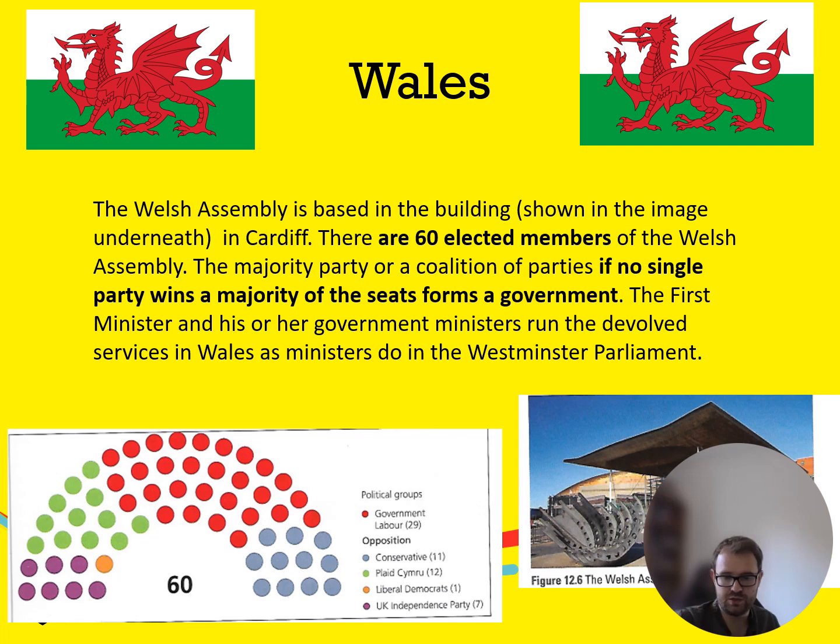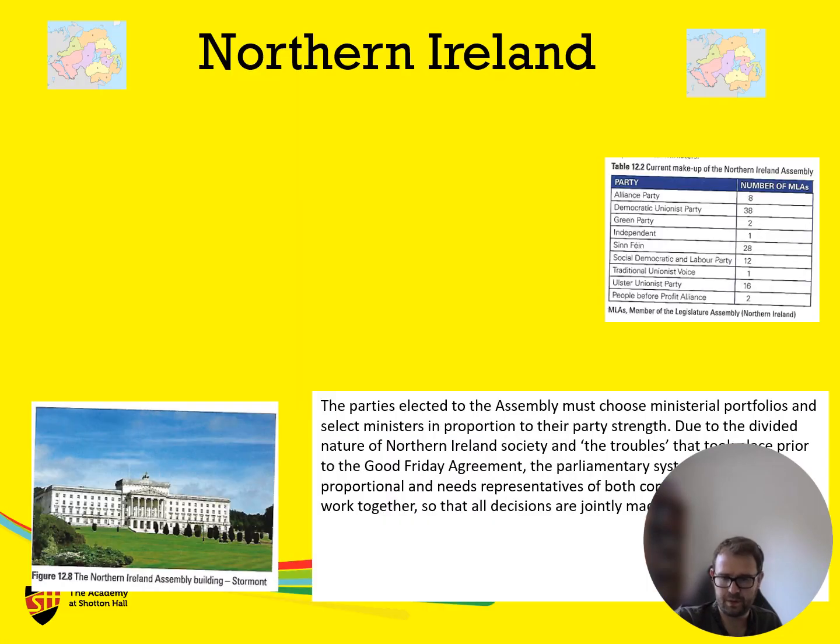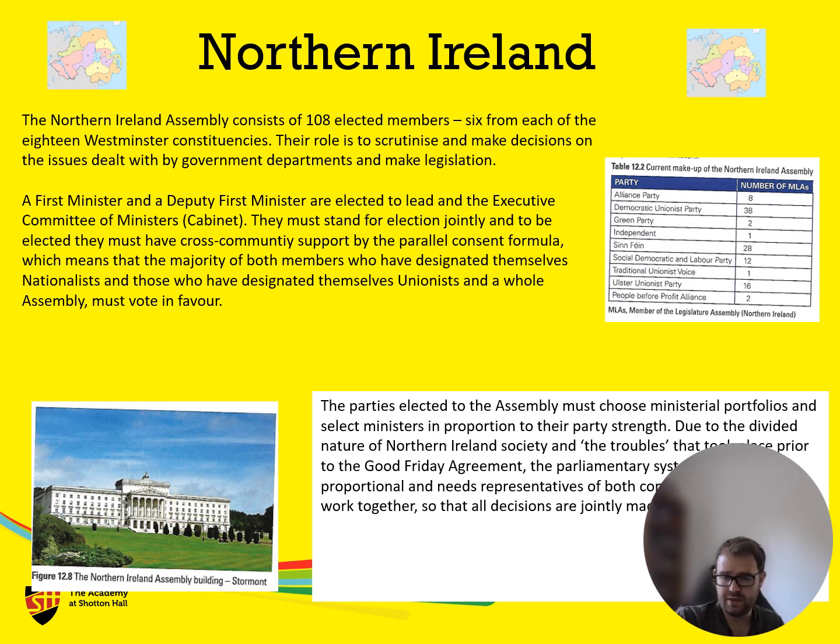Plaid Cymru has a strong kind of following. They're like the Welsh party, but Labour have got a lot of influence there, as you can see with the little graphic. But Conservatives as well. Northern Ireland. Oh, that's a good point actually as well. Remember, in these devolved governments, you've got your traditional parties of Westminster, Labour, Conservatives.